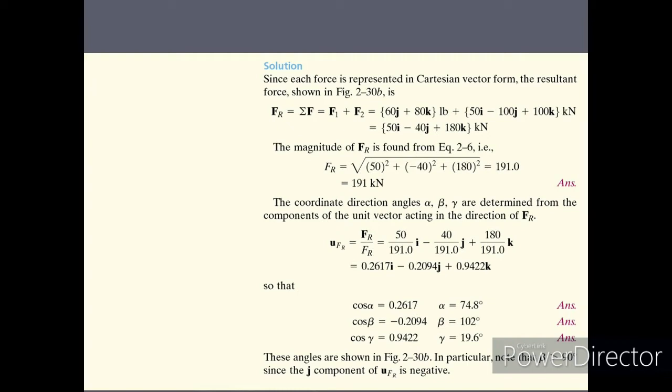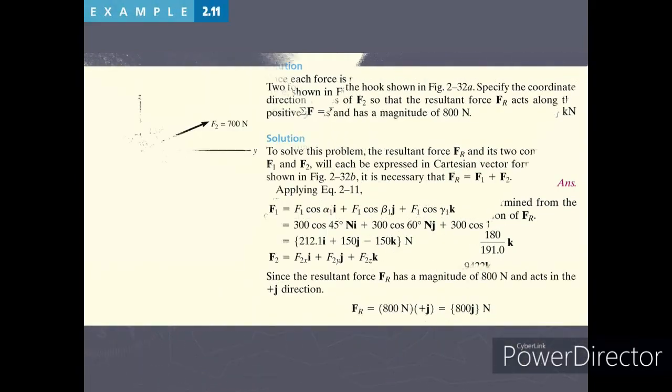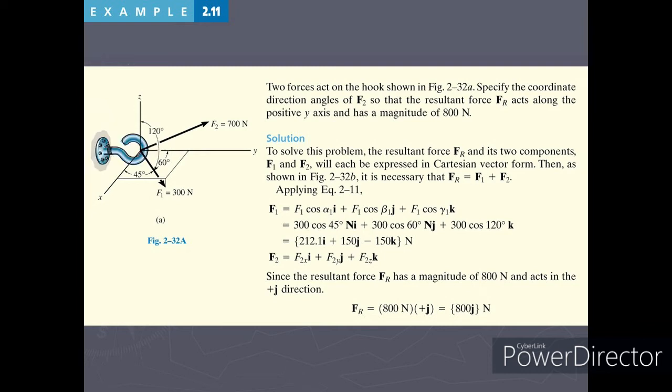Here beta is greater than 90, and since the j component of the unit vector is negative, you can see that it falls in the negative y-axis. So beta should be greater than 90, and sometimes you can use this to check whether your computation is right or wrong, because assuming you got beta less than 90, you know definitely your computation is wrong, because based on the figure, the resultant force should fall somewhere in the second quadrant, which will make beta greater than 90. Is that clear?